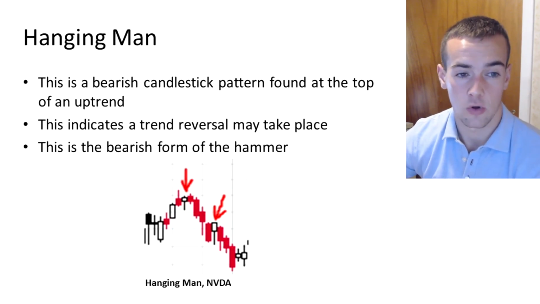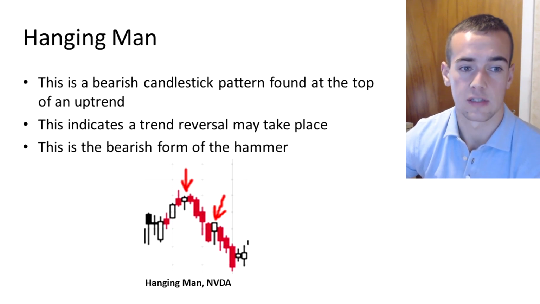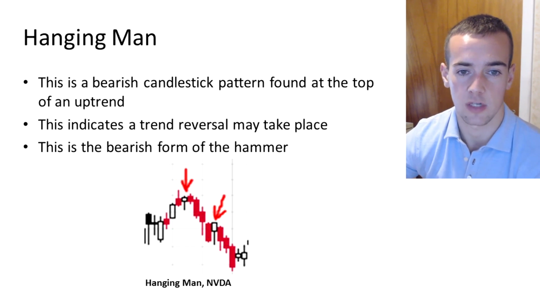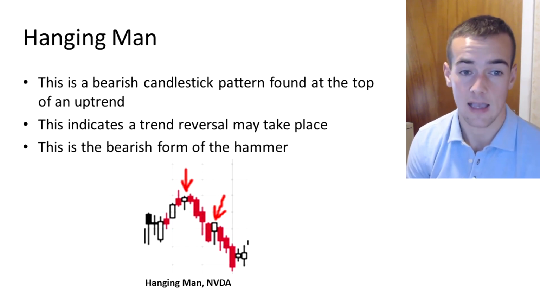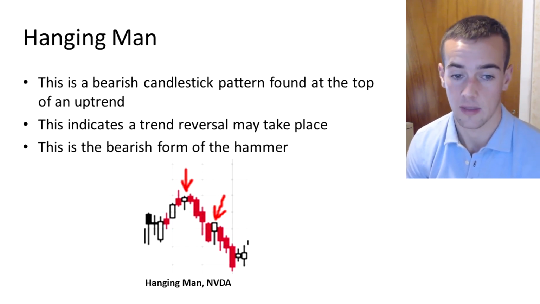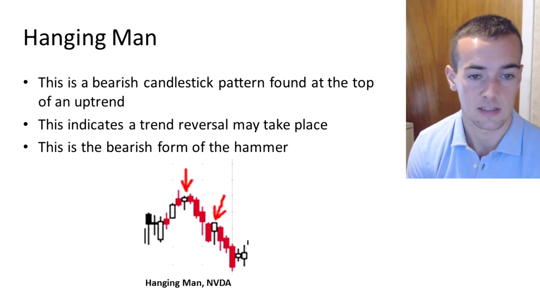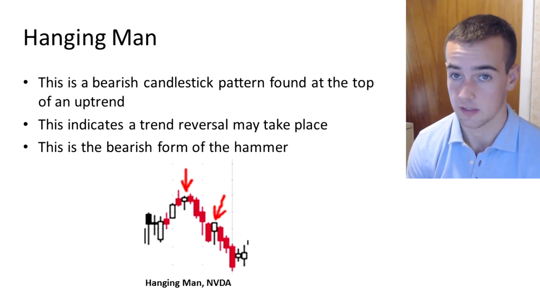So the next pattern is called the hanging man, and this is very similar to the hammer, because this is basically the opposite version of that. This is a bearish candlestick pattern found at the top of an uptrend. While the hammer is found at the bottom of a downtrend, the hanging man is found at the top of an uptrend. That's the difference there. This indicates a trend reversal may take place, and like I said, this is the bearish form of the bullish candlestick known as the hammer.